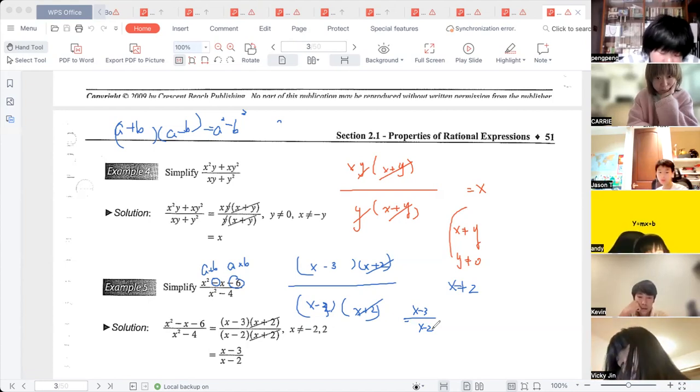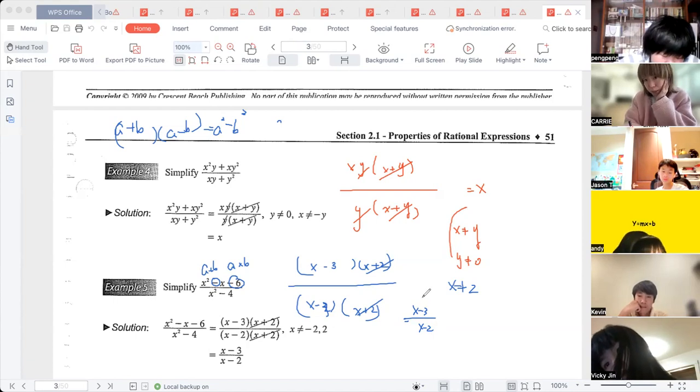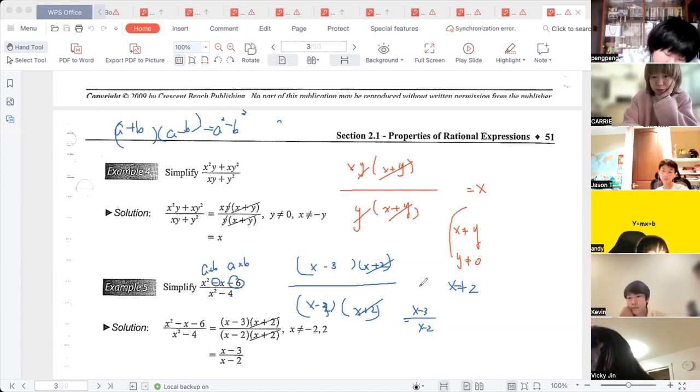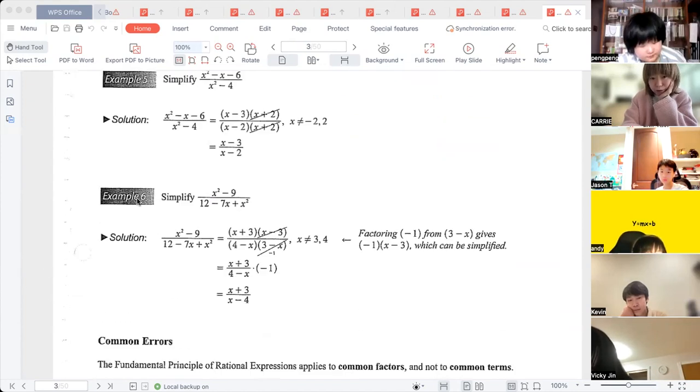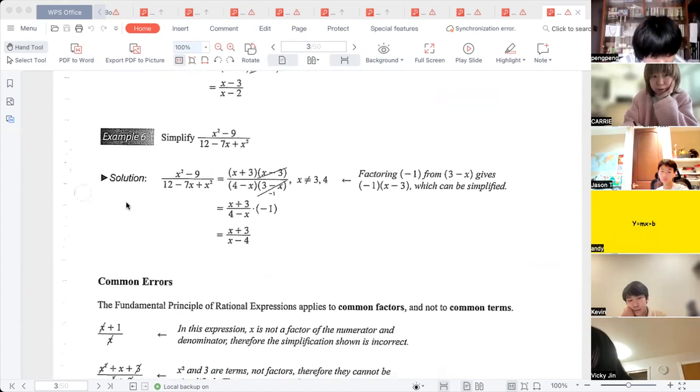You just remove the x completely. Yeah. Can you say it again, Jason? What is your question? Yeah, you just remove the common factor. The common factor. Okay. So now let's take a look at this one.